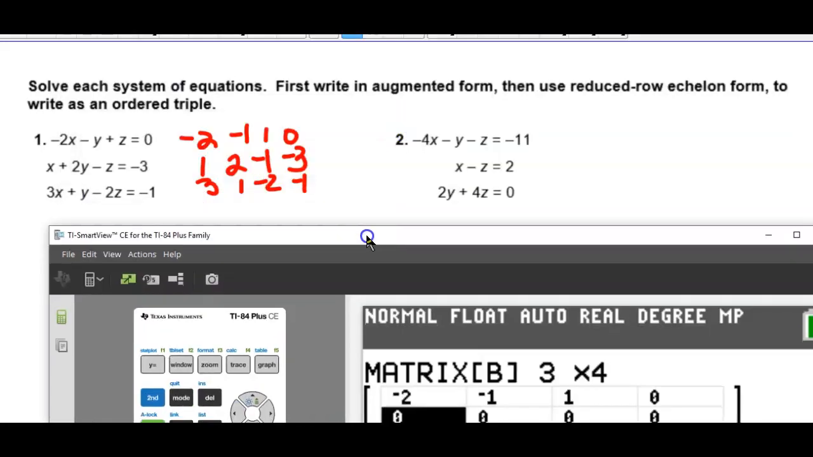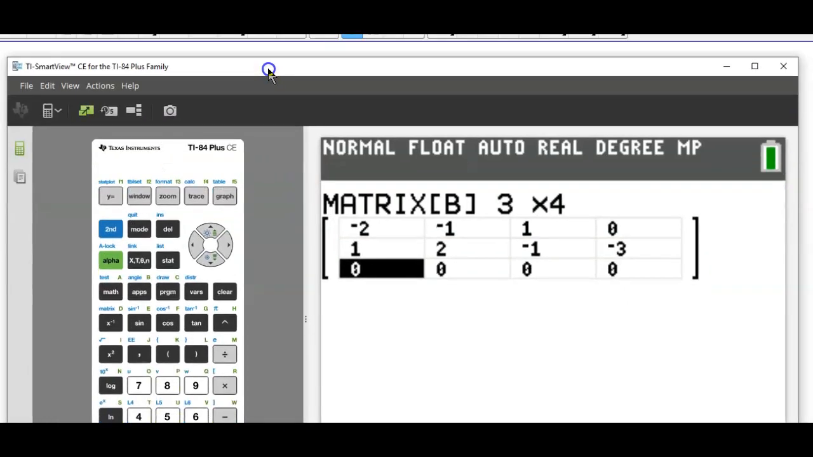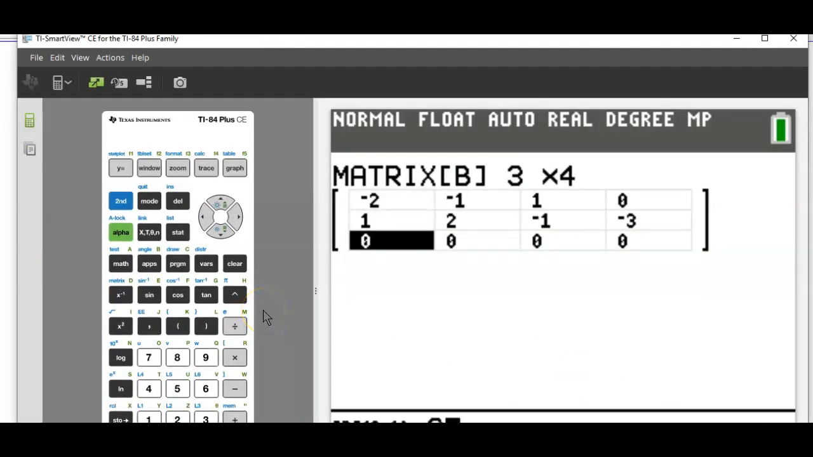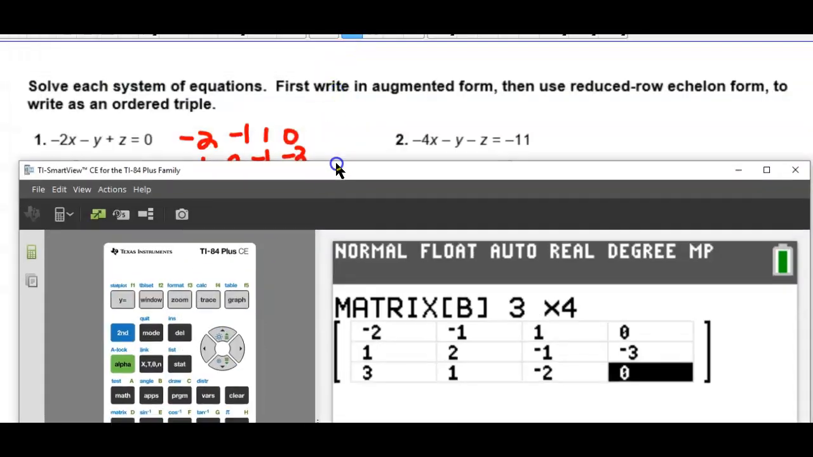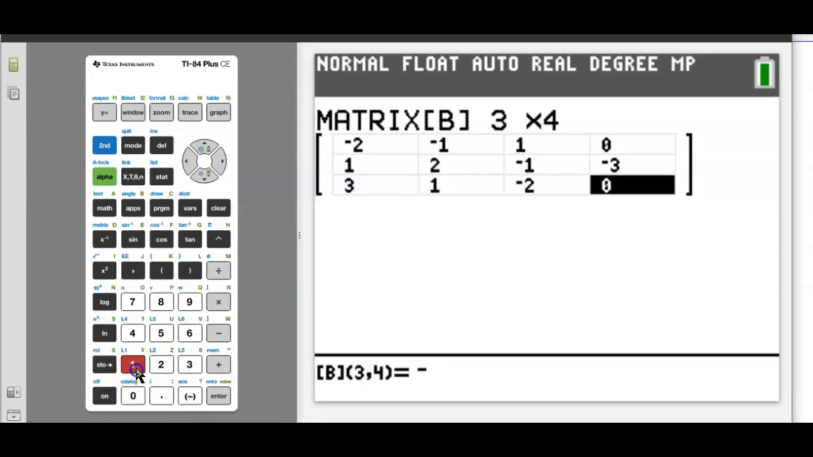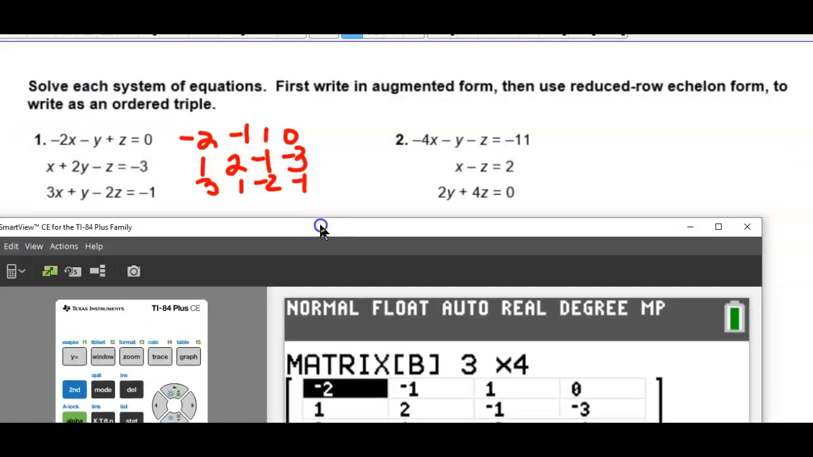The next row was 1, 2, negative 1, negative 3. Okay, I don't know if I remembered that right or not. So far, so good. 3, 1, negative 2, negative 1. What was the last one? Negative 1. Okay, proofread. When I proofread, I usually go down just to look at it differently.